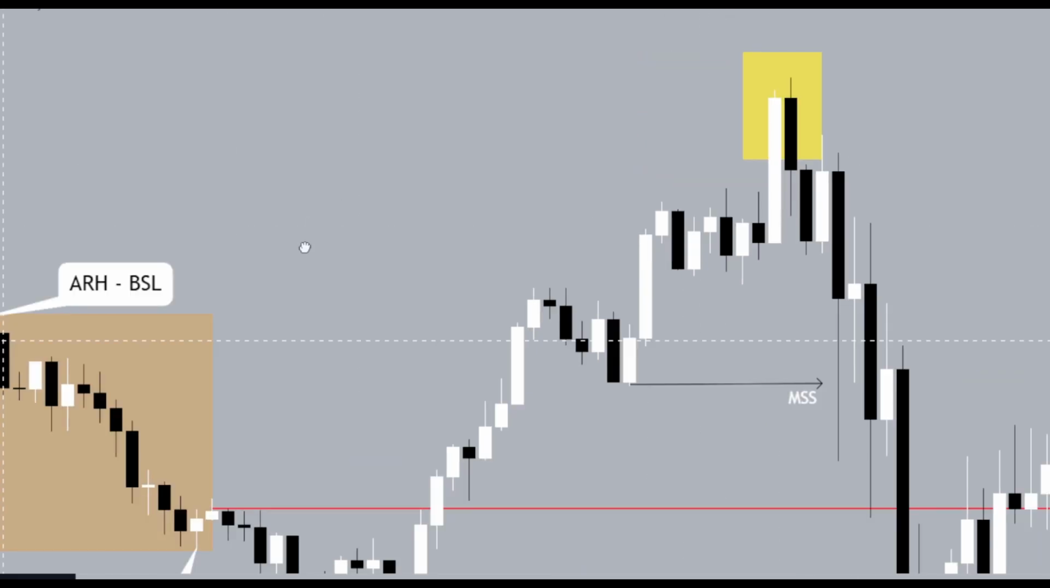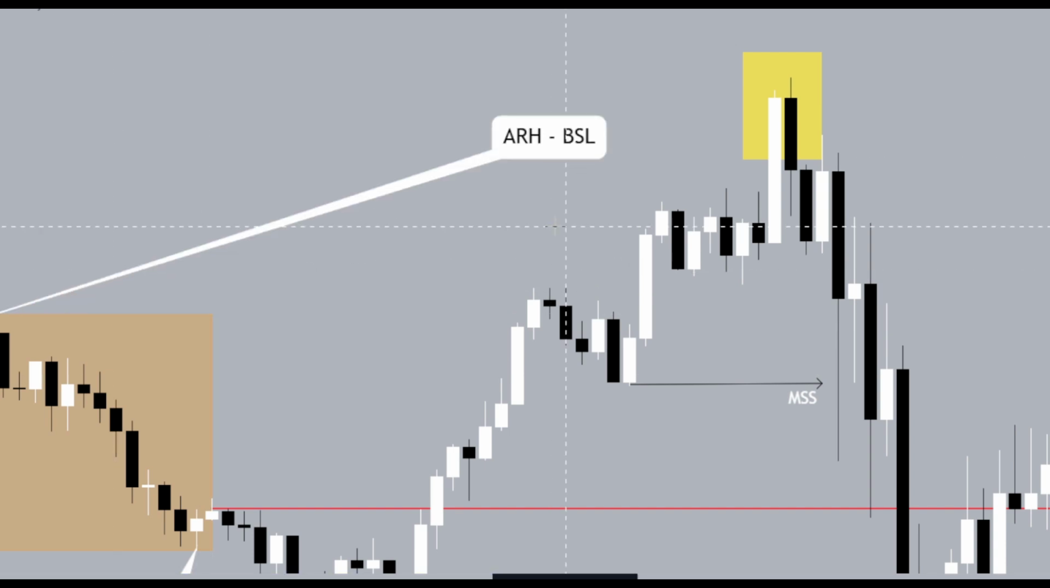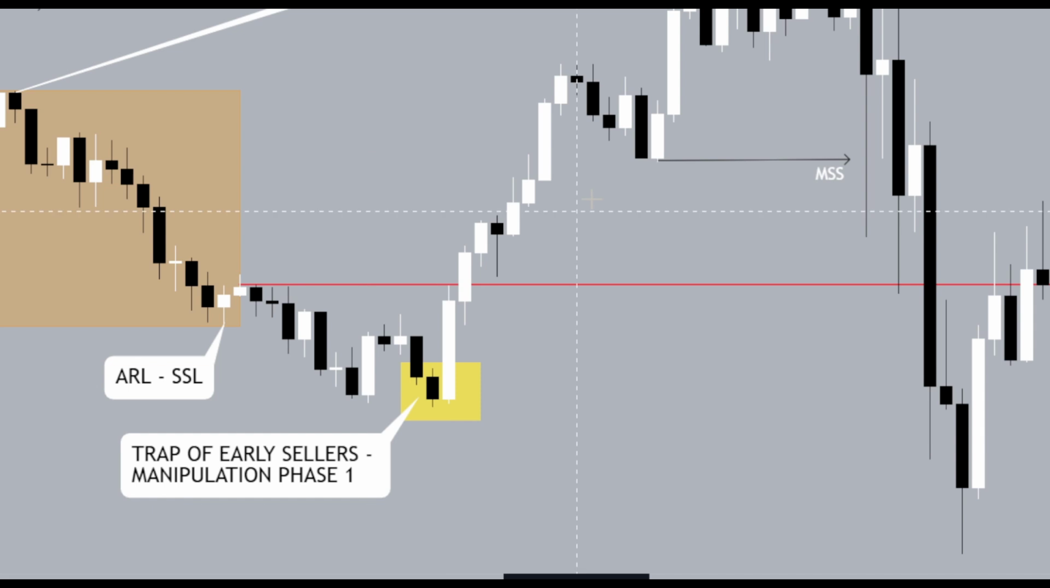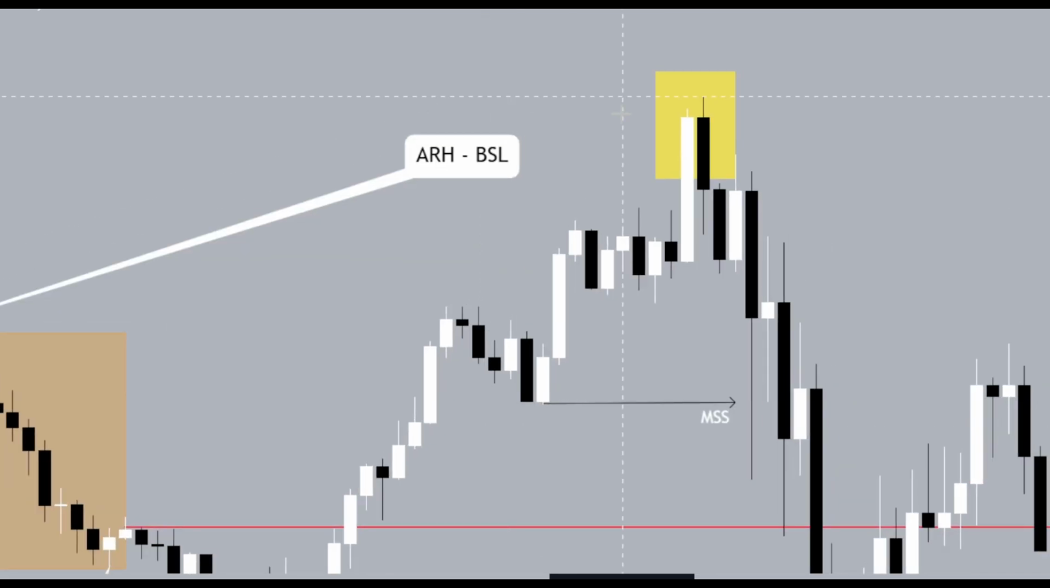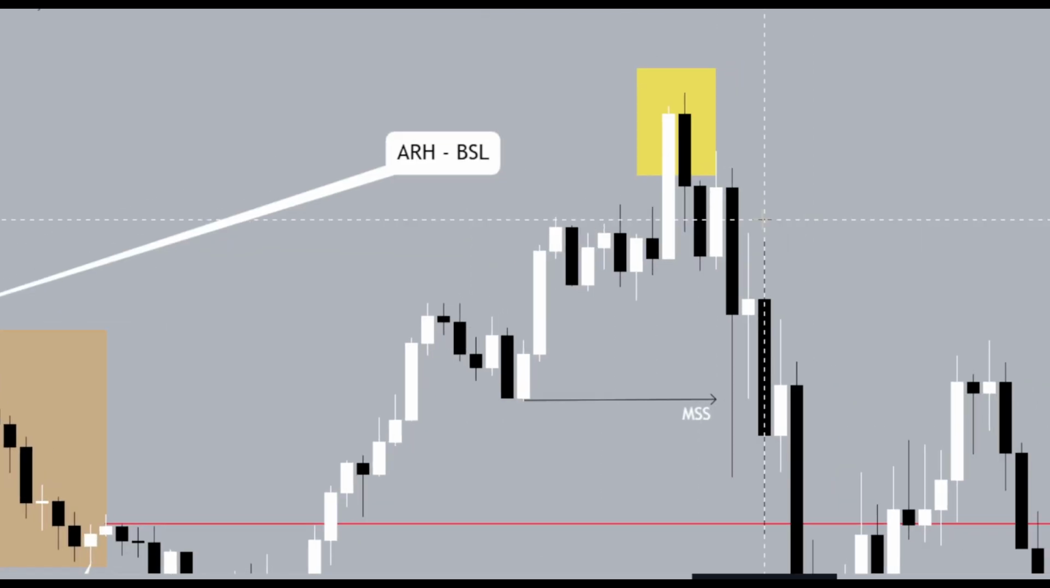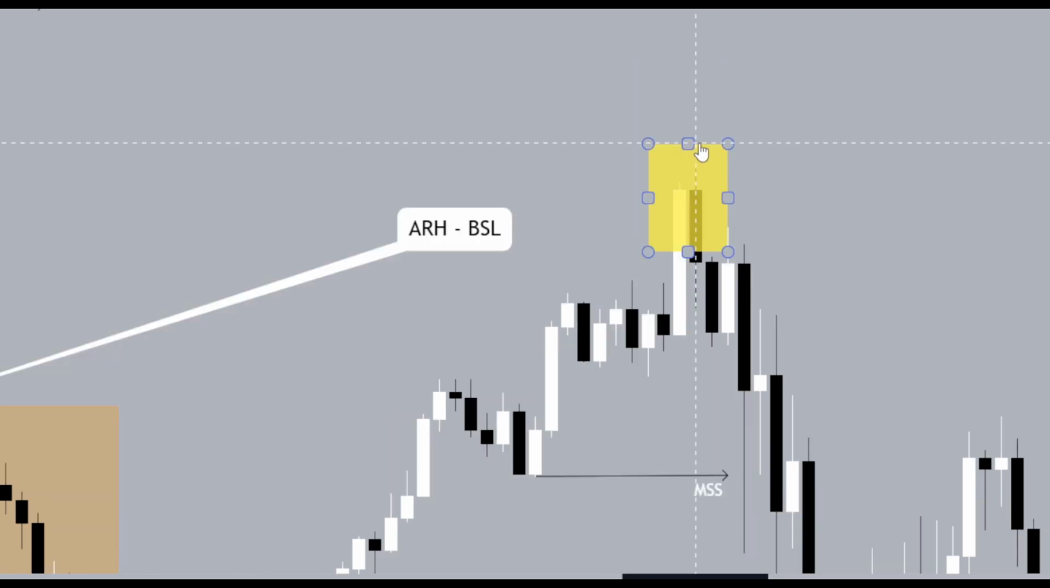Yes, we're above the Asian range high. We've swept buy-side liquidity. So you want to ask yourself, what's happened to the early sellers? Well, they've been enticed out of the market through this Judas swing move over here. So when we see price sweep the Asian low and then the Asian high, this here is a Judas swing or the high of the day.